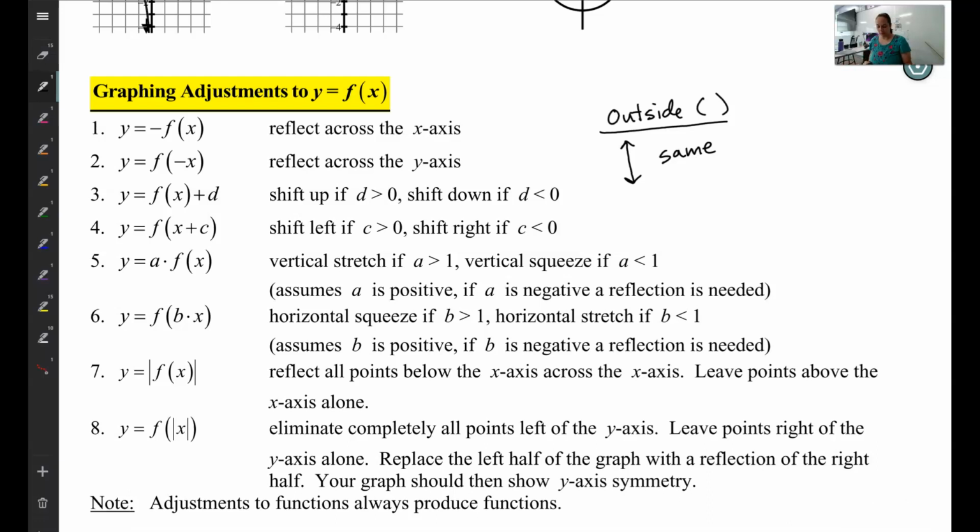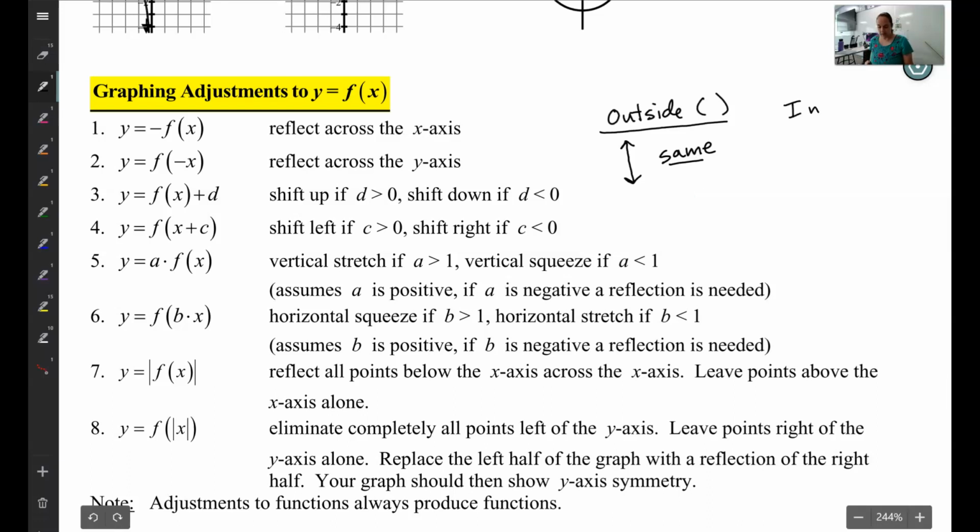So, for example, if I have x squared plus 2, that is outside that parent graph, so it's going to move this parabola shape up and down, and it's going to be the same, intuitive. So plus 2 is up, minus 2 is down.